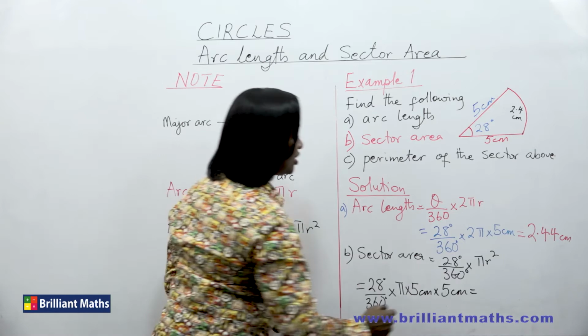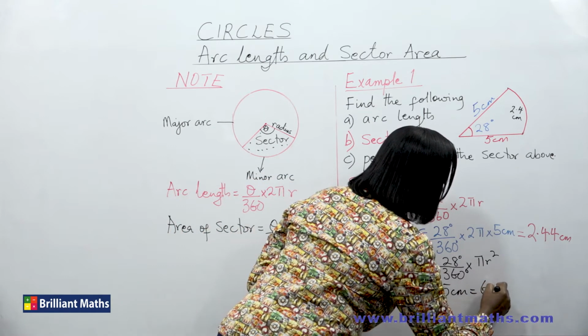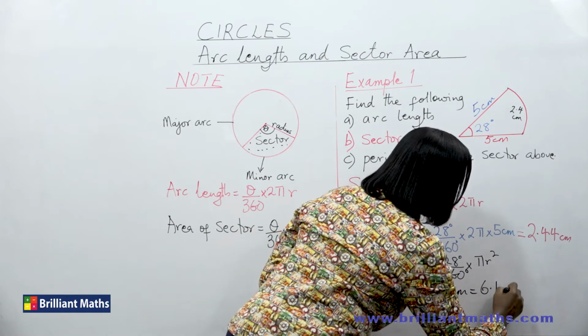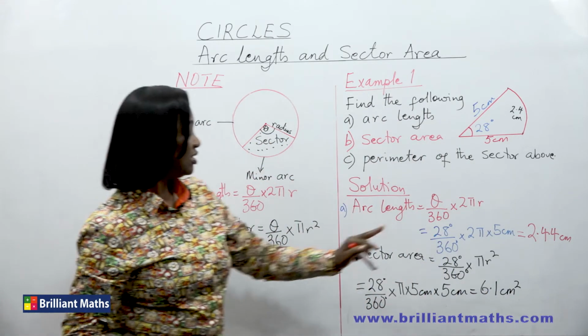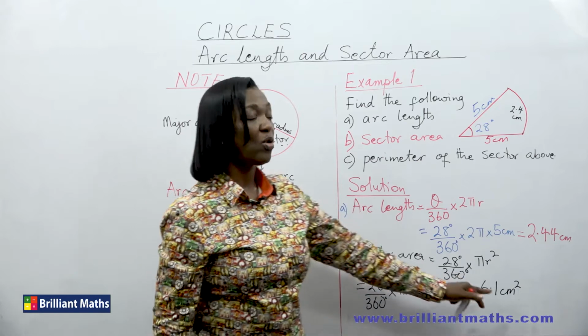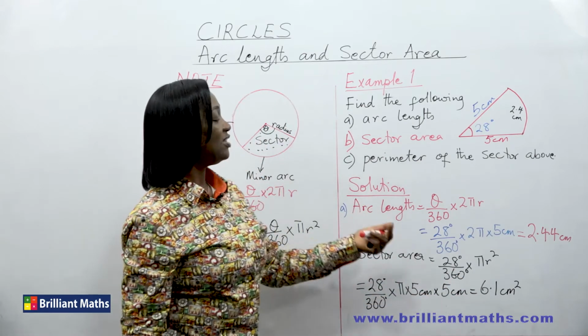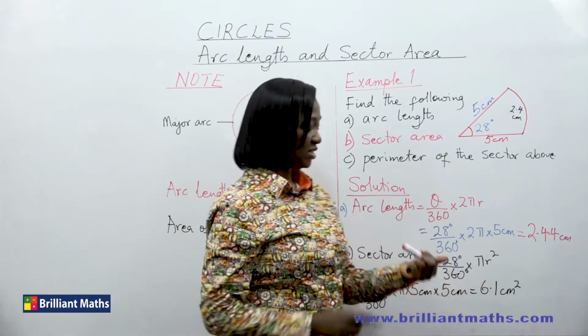And that will give us 6.1 centimeters squared. Take note of the units. Because it's area, it's in squared units. And arc length is a linear measure, so it's in centimeters.